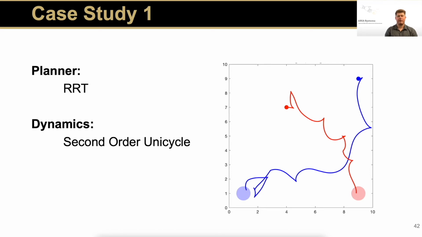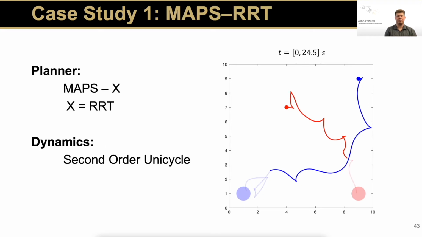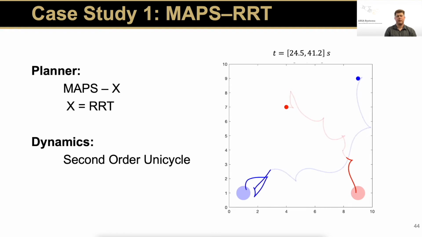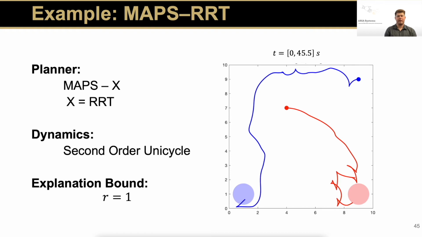To begin, let's consider a very simple problem where two agents are trying to go from their start locations, the smaller dots, to their goal regions, the larger circles. Simply planning with RRT, we are presented with a solution that can be hard to verify due to the fact that the trajectories intersect. If we instead plan using MAPS-X with RRT without limiting our explanation bound, we could get the same plan with the added benefit of knowing exactly where the segmentations are. Notice that this solution is much easier to verify. Additionally, by bounding our explanations to one segment, we can change the system's behavior to better accommodate simpler explanations.